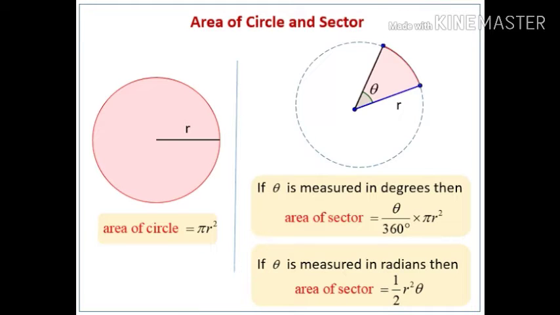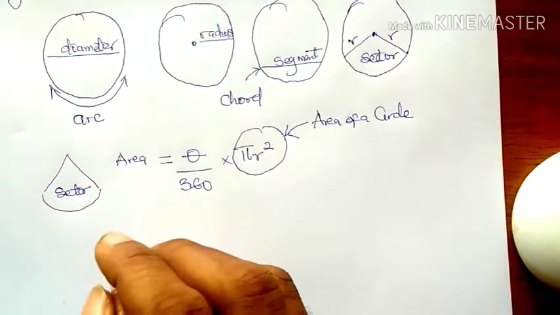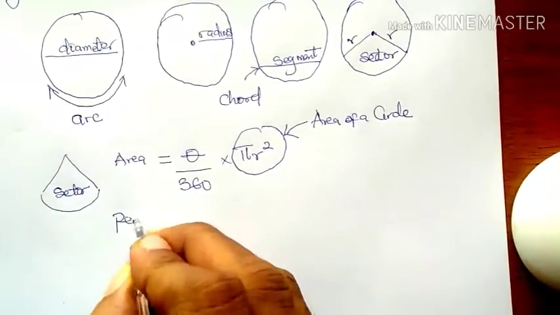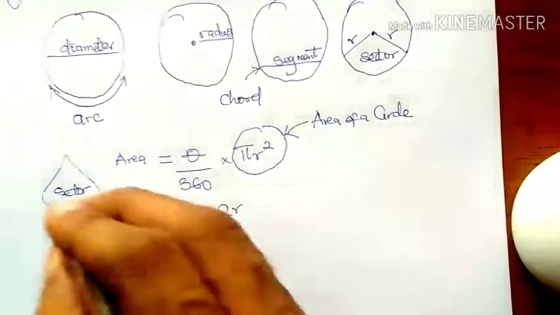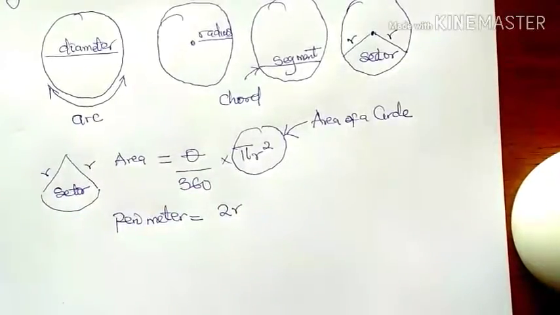By now we know that the formula for the area of a circle is pi r squared, where pi is an infinite number and r is regarded as the radius of the circle. The area of a sector is equal to theta over 360 times pi r squared, where pi r squared is the area of the circle and theta is the angle subtended at the center of the circle.